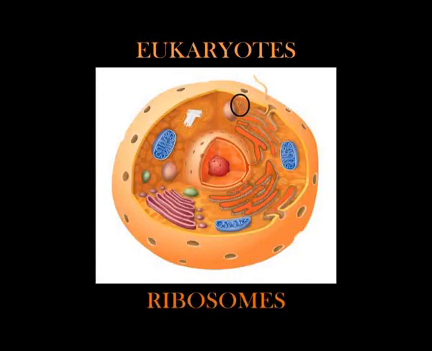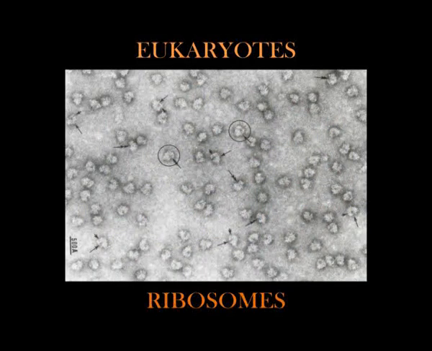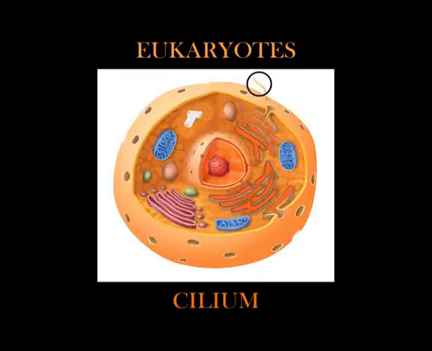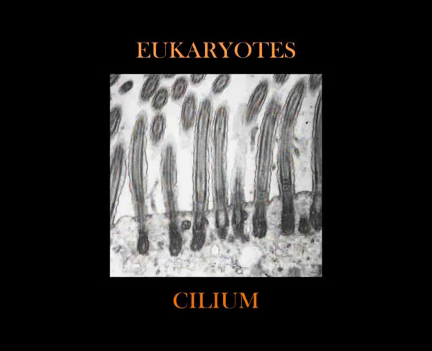Ribosomes. Complex of ribosomal RNAs with multiple proteins that catalyzes the synthesis of polypeptides. Cilium is an ancient eukaryotic specialization used for motility or sensing the environment.